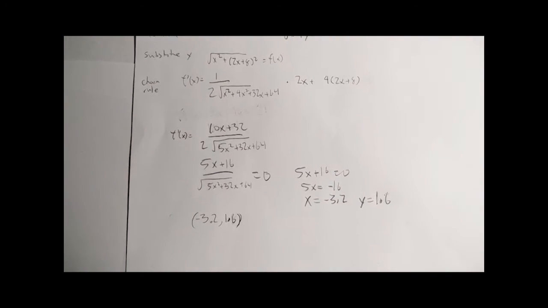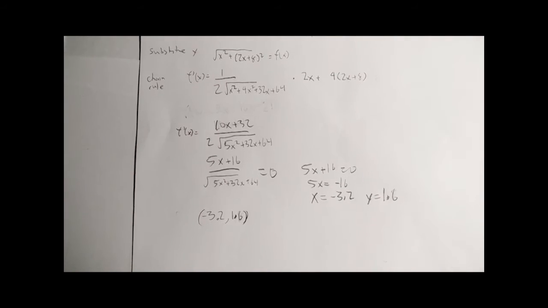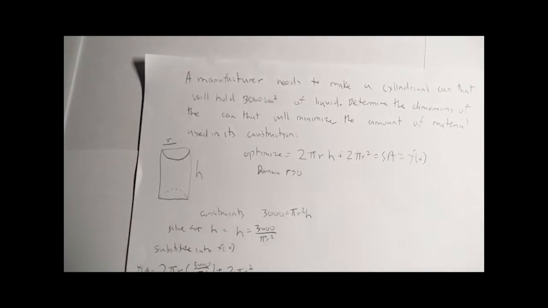We plug x back into the original equation to get that y equals 1.6. So the point negative 3.2, 1.6 is the point on the line y equals 2x plus 8 that is closest to the origin.